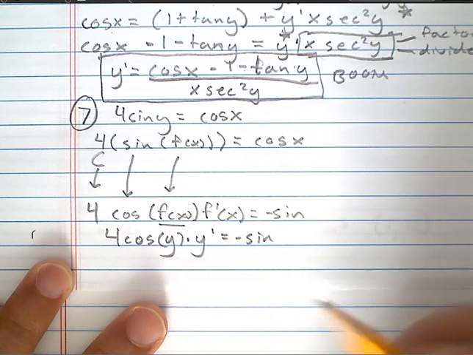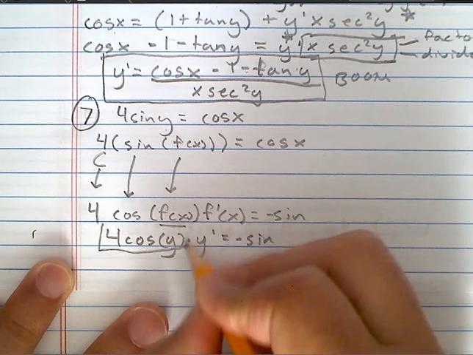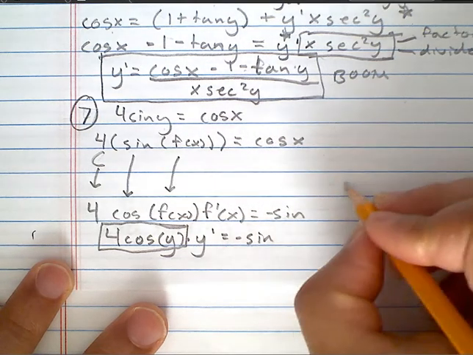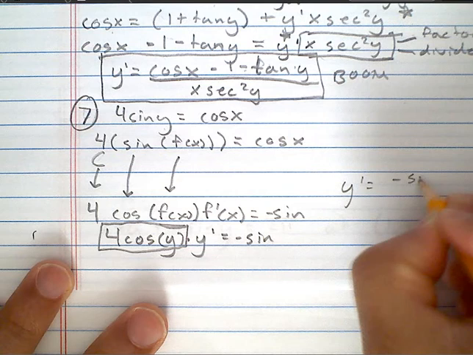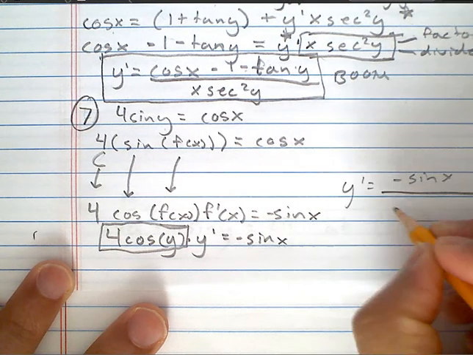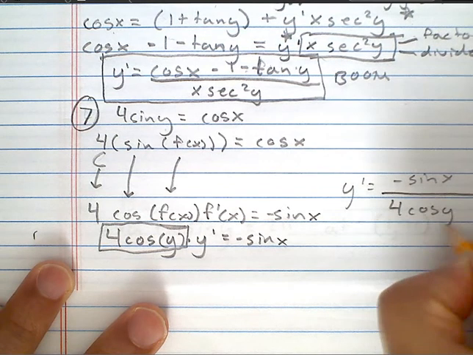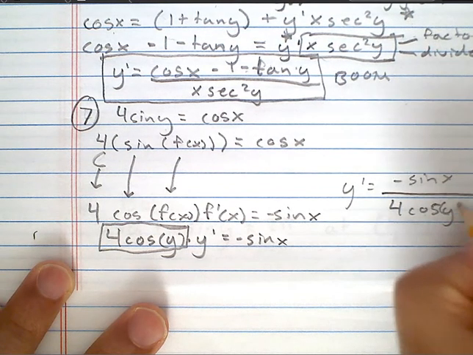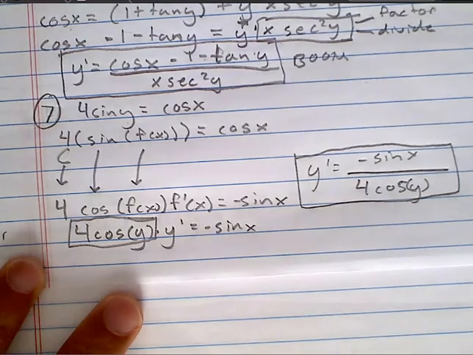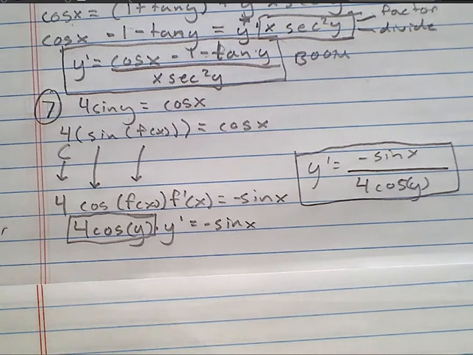Now divide. This is a factor. No plus or minus, just multiplication. So y prime is equal to negative sine x. Ooh, I forgot my x. Almost made a mistake there. For cosine y. That was pretty simple. So, there you go. That's through number 7.